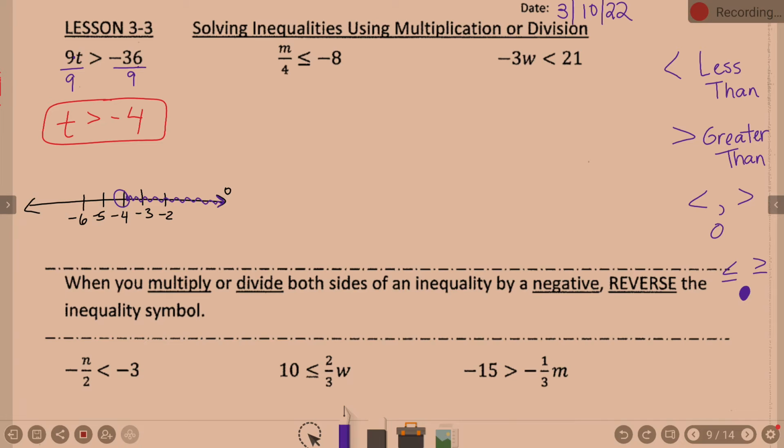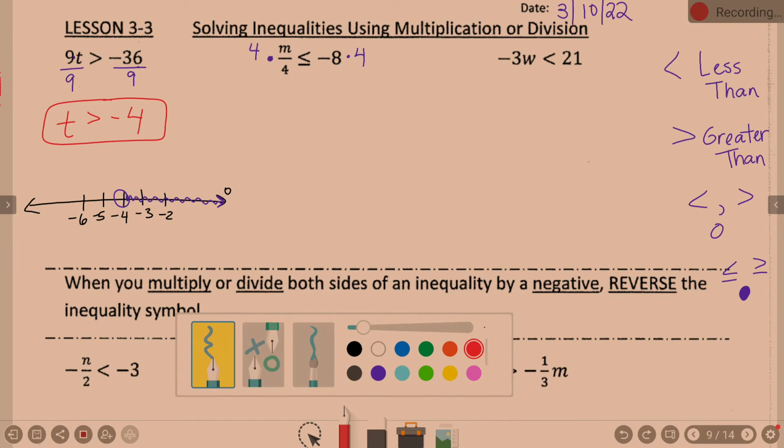M divided by 4 less than or equal to -8. Okay, what's being done to M? This is dividing by 4, isn't it? So what is the opposite of dividing by 4? Multiplying by 4. If I multiply the left by 4, we're going to multiply the right by 4. The 4's cross out. Okay, yep.